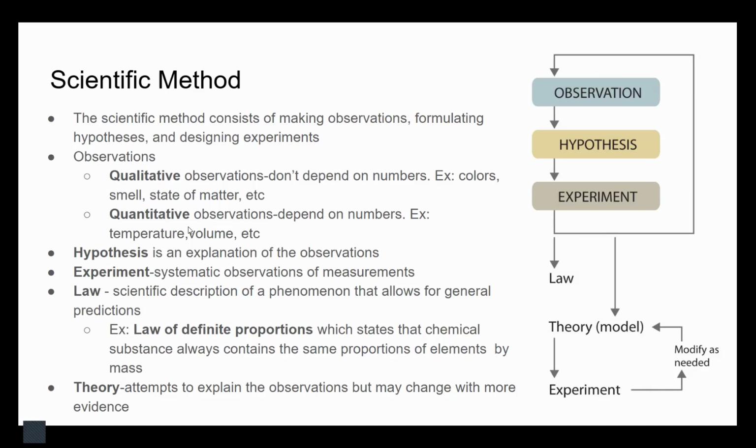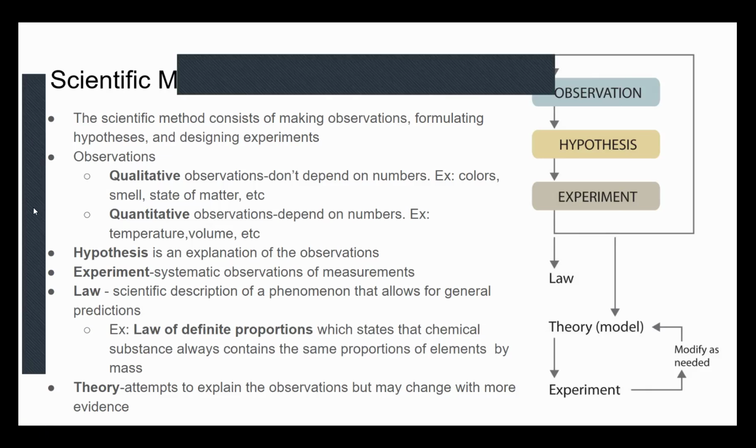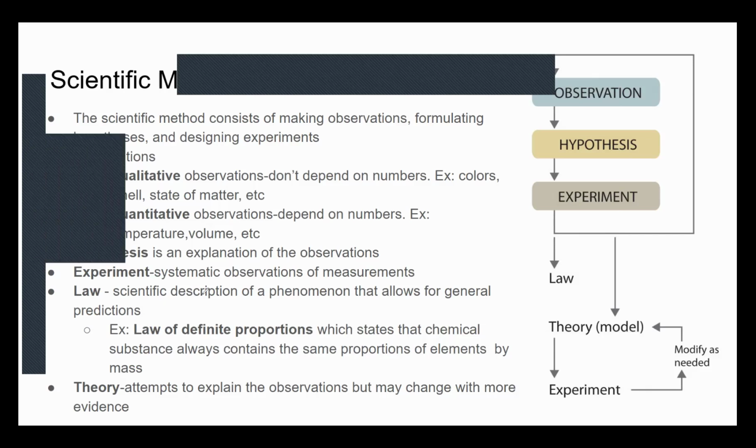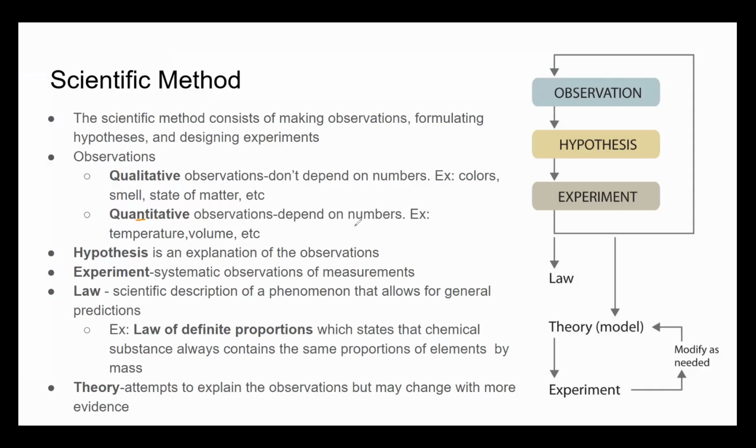There are two types of observations. You have a qualitative observation, and you have a quantitative observation. A qualitative observation doesn't depend on numbers. These are things like color, texture, smell, taste, state of matter. And then you have quantitative observations. Quantitative observations depend on numbers.